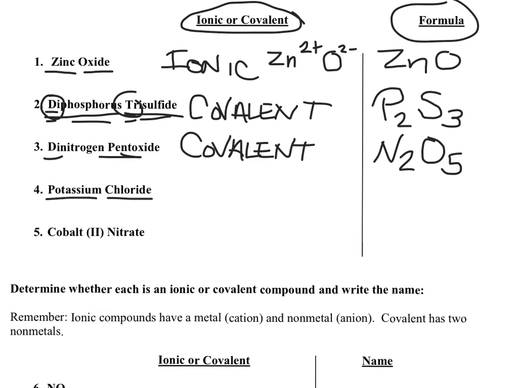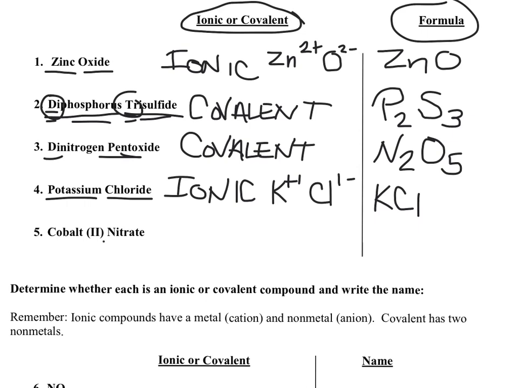The next one is potassium chloride. Potassium is a metal. If you look on the periodic table, it's on the left side, and there's no prefixes, so this must be ionic. If I look on my ion sheet now, I know potassium has a +1 charge and chloride has a -1 charge. So when those come together, again, this is an easy one. I only need one of each to equal 0, so it becomes KCl.